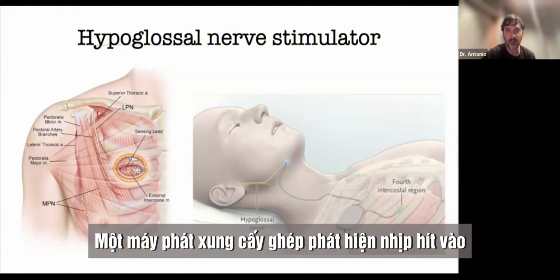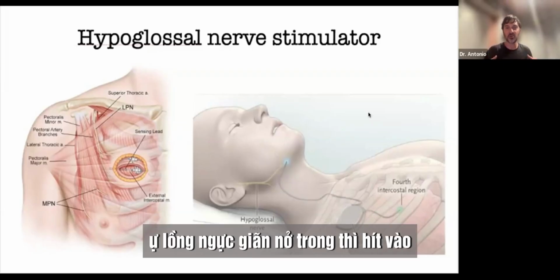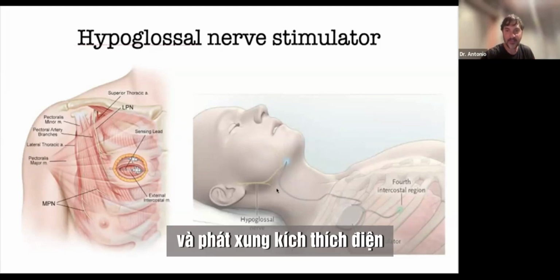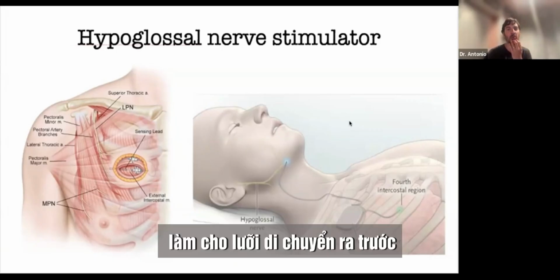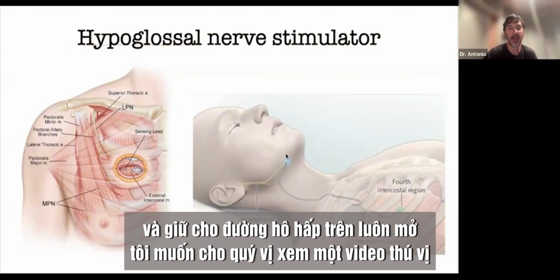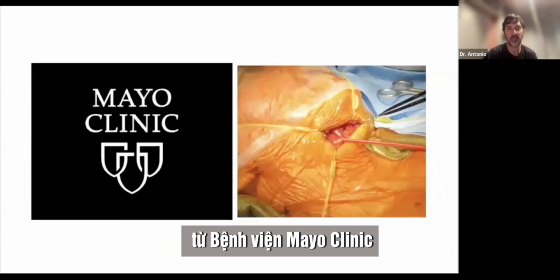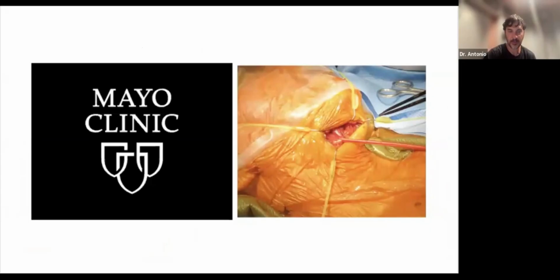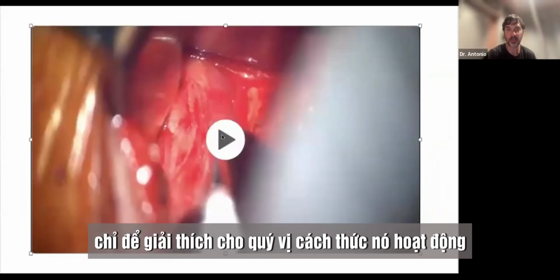The implanted pulse generator detects inspiration, so the system detects the expansion of the rib cage during inspiration and delivers electrical stimulation to the hypoglossal nerve, causing the tongue to move forward and keeping the upper airway open. I want to show you an interesting video from the Mayo Clinic Hospital. I divided the video into 3 different slides just to explain how it works.